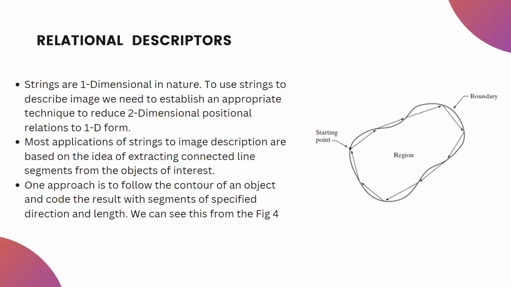Now, let's talk about the string representation. Strings are one-dimensional in nature. To use these strings for describing the image, we need to establish an appropriate technique to reduce the two-dimensional position relations to one-dimensional form. Most of the applications of these strings to image description are based on the idea of extracting the connected line segments from the objects of interest. One approach is to follow the contour of an object and code the result with segments of specified direction and length. We can see this from the side image.